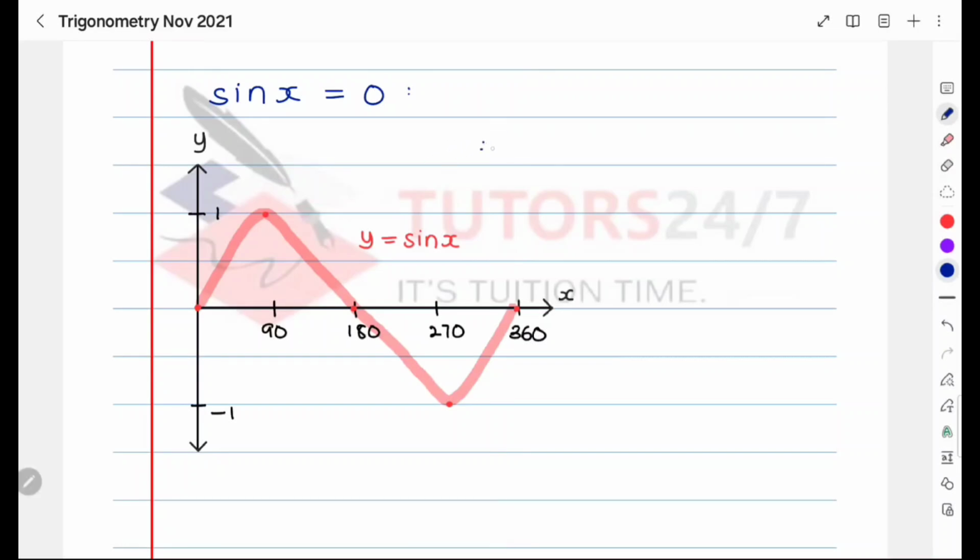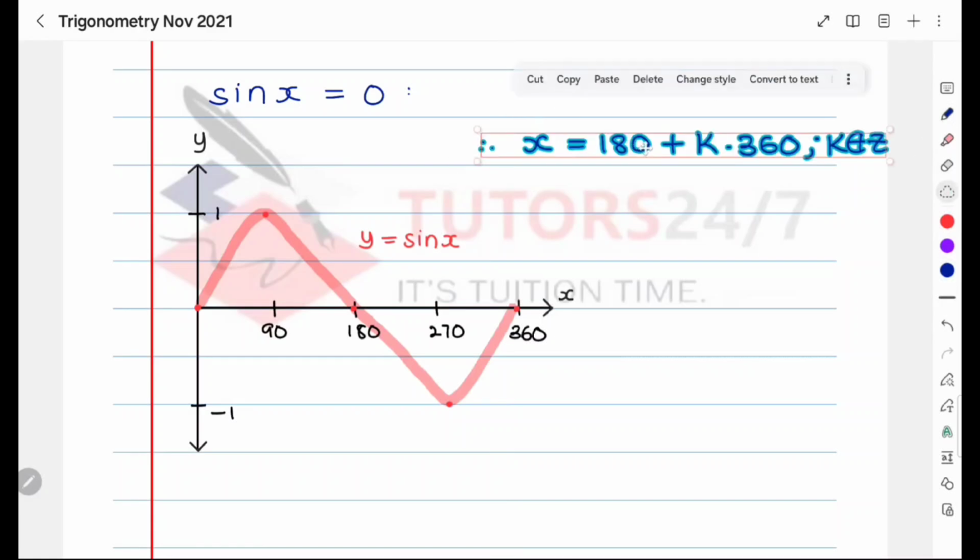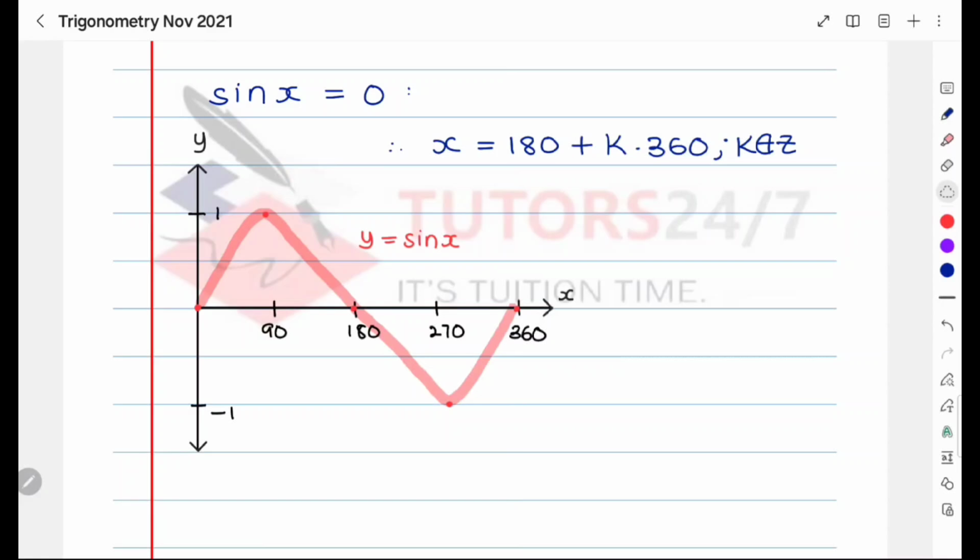So our answer here is going to be x equals 180 plus k times 360, where k is an element of integers. So this is going to be our answer. Always remember, when you are dealing with sine and cos, you use plus k times 360. When you're dealing with tan, you use plus k times 180.